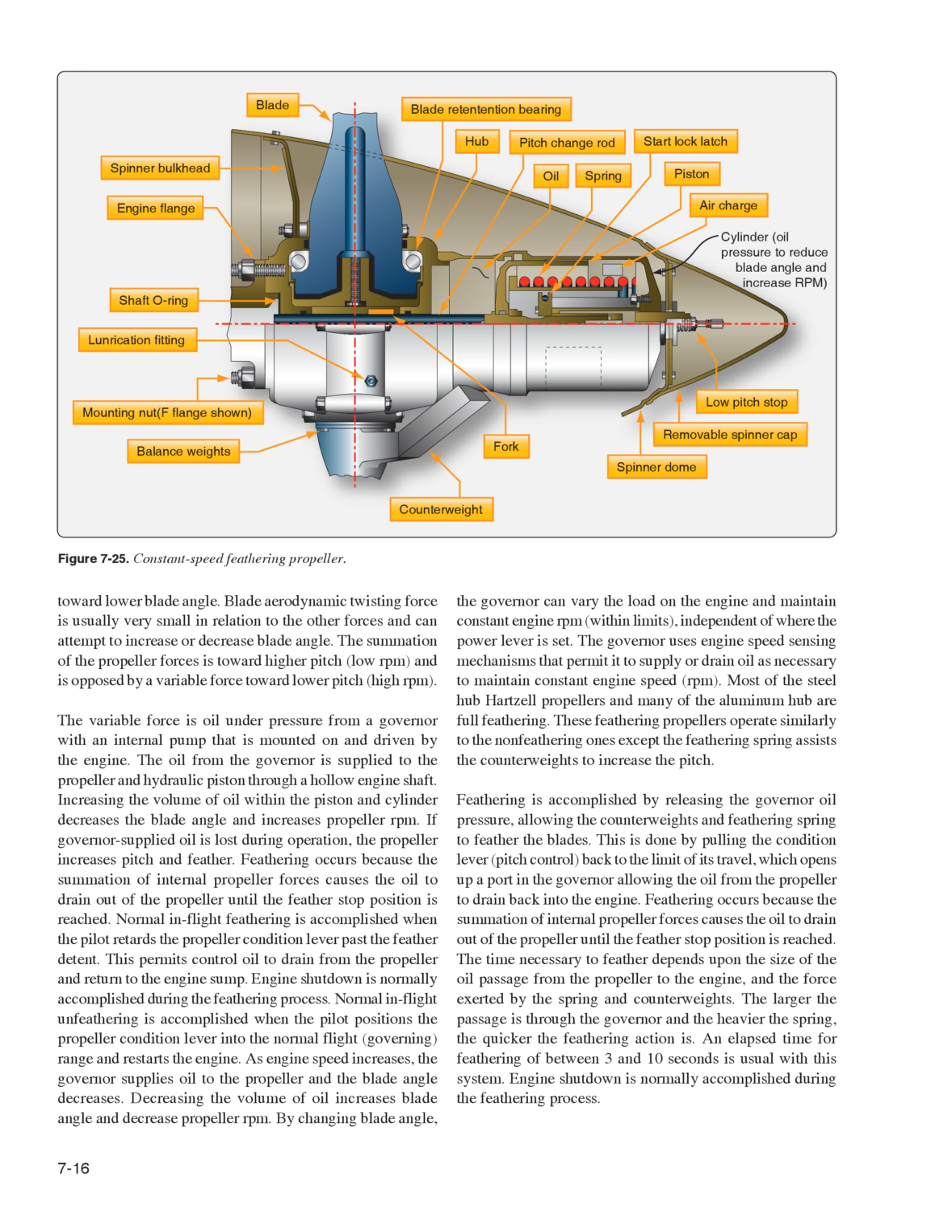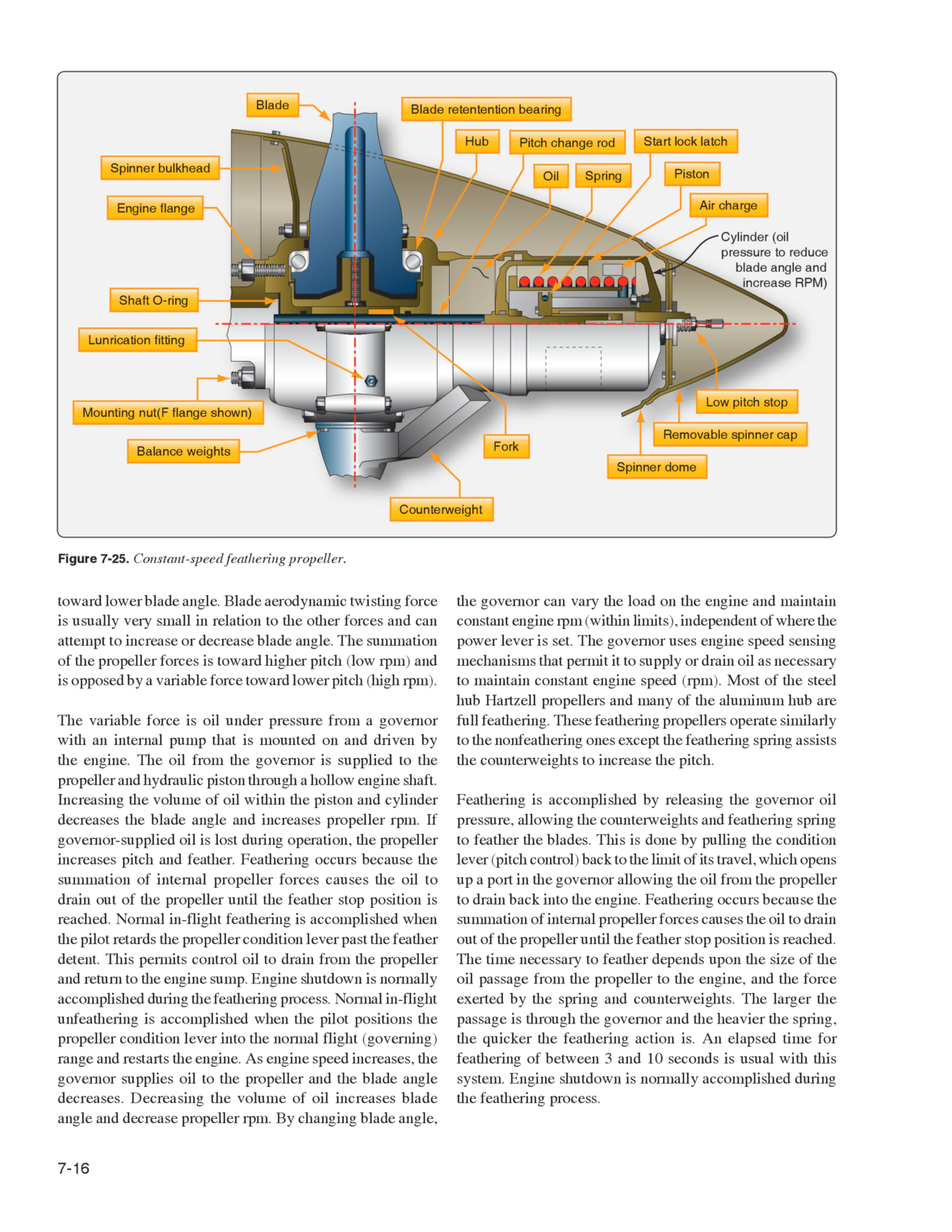Feathering occurs because the summation of internal propeller forces causes the oil to drain out of the propeller until the feather stop position is reached. Normal in-flight feathering is accomplished when the pilot retards the propeller condition lever past the feather detent. This permits control oil to drain from the propeller and return to the engine sump. Engine shutdown is normally accomplished during the feathering process.